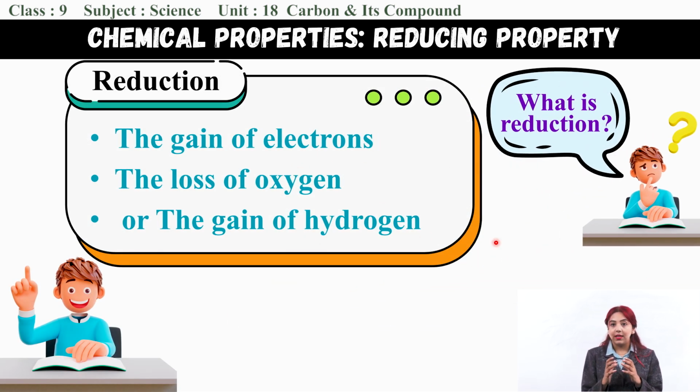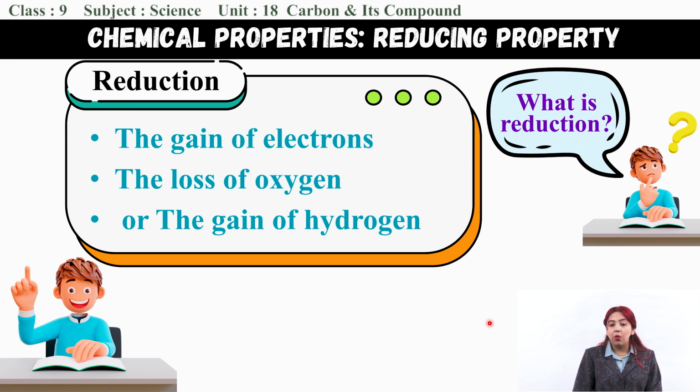So, you can see that the phenomenon of reduction happens if one of these three occurs. If an element or a radical gains electrons, then we can say that the reduction phenomenon occurred. Or if a certain compound loses oxygen, then also we can say that reduction occurred. Or if a certain compound or element gains hydrogen, then also we can say that reduction occurred.